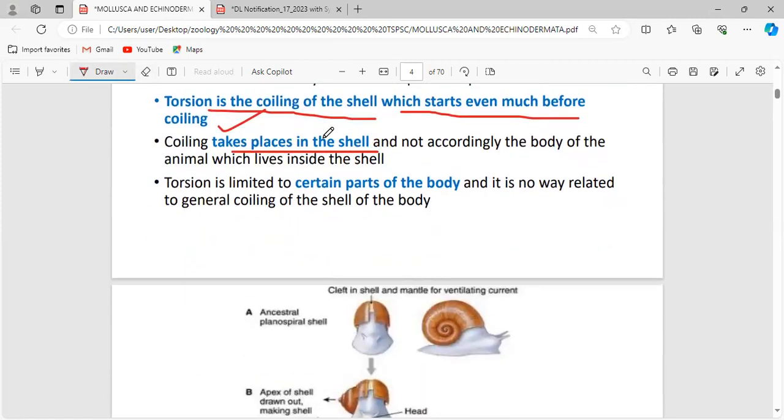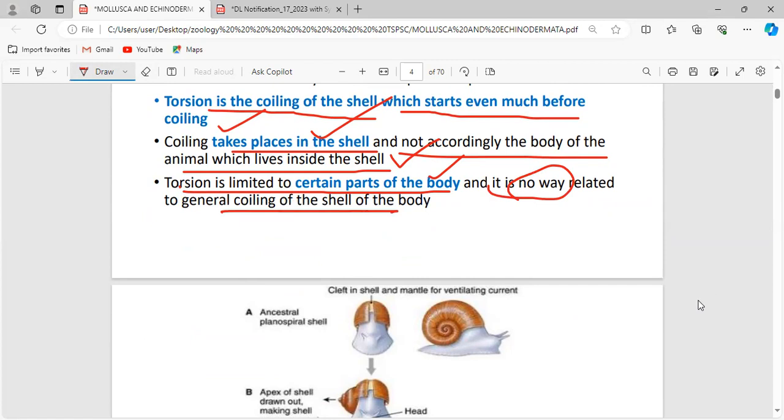Coiling takes place in the shell, not according to the body of the animal which lives inside the shell. But torsion is limited to certain parts of the body, and it is nowhere related to the general coiling of the shell. Up to this, everybody clear? I think everybody will be clear.